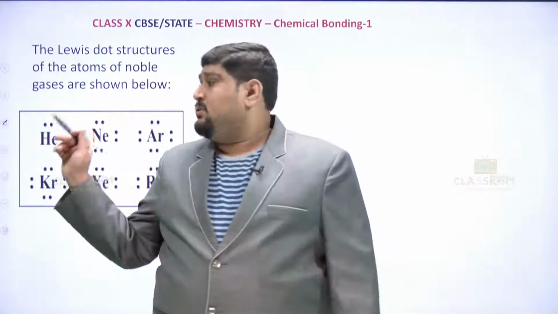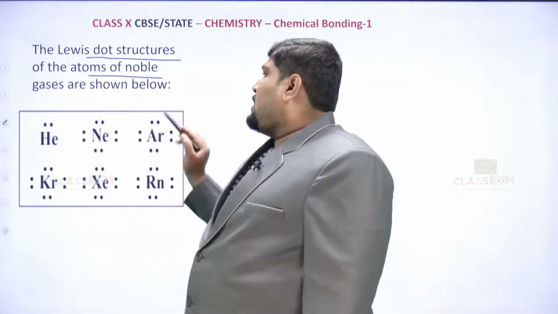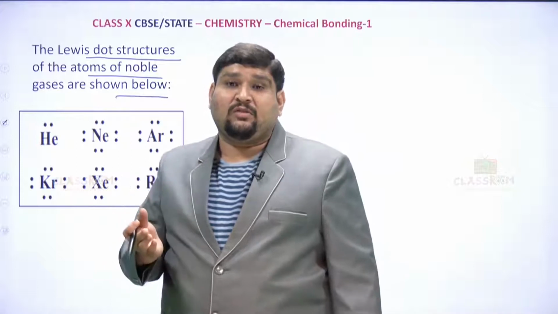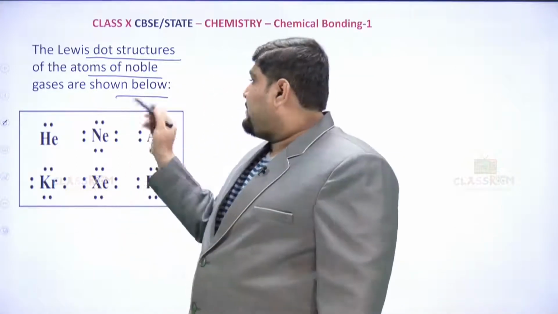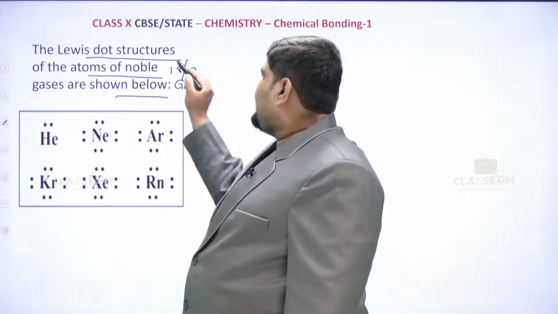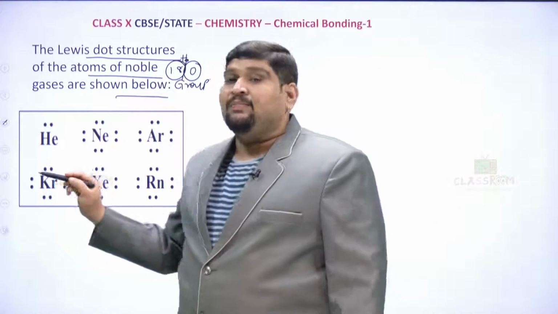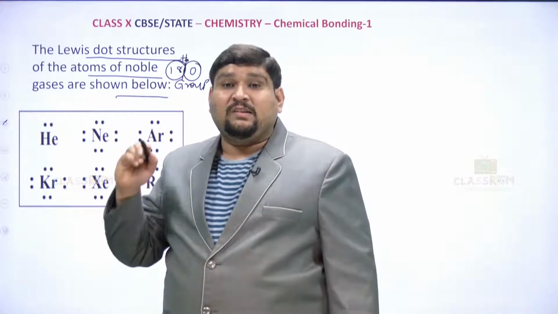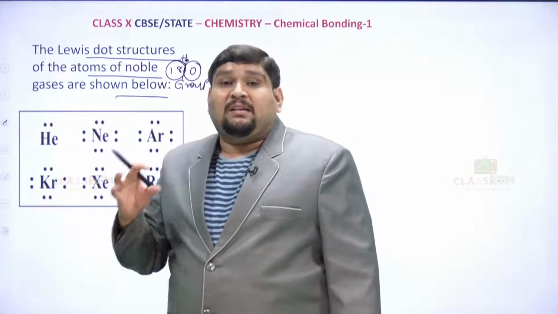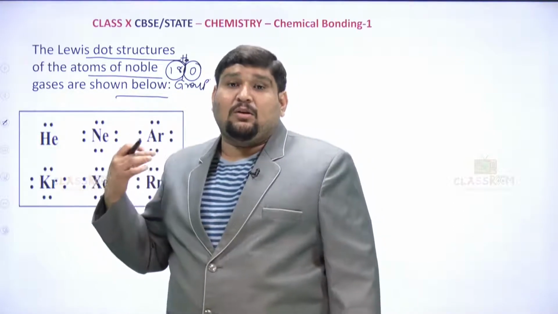The next comes some examples like Lewis dot structures of atoms of noble gases. You already know, from when you were learning periodic classification of elements, the noble gases, which we call 18th group elements or 0 group elements, because they are present in the 18th group. The number of available valence electrons in the outermost shell of these inert gases is 0. There are no available valence electrons because their outermost shell is filled with 8 electrons, which we are going to learn as the octet rule.